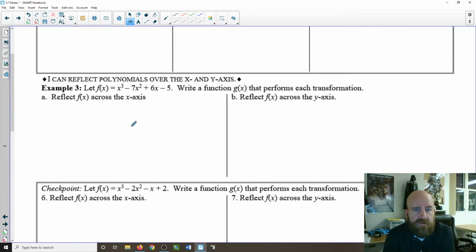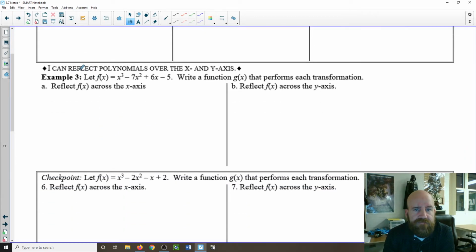Now, example 3. We are using reflections now, x's and y's. So reflecting over the x-axis, remember we are just making all of the terms the opposite sign. So we're going negative x cubed, positive 7x squared, negative 6x, and positive 5. And that's the reflection over the x-axis.